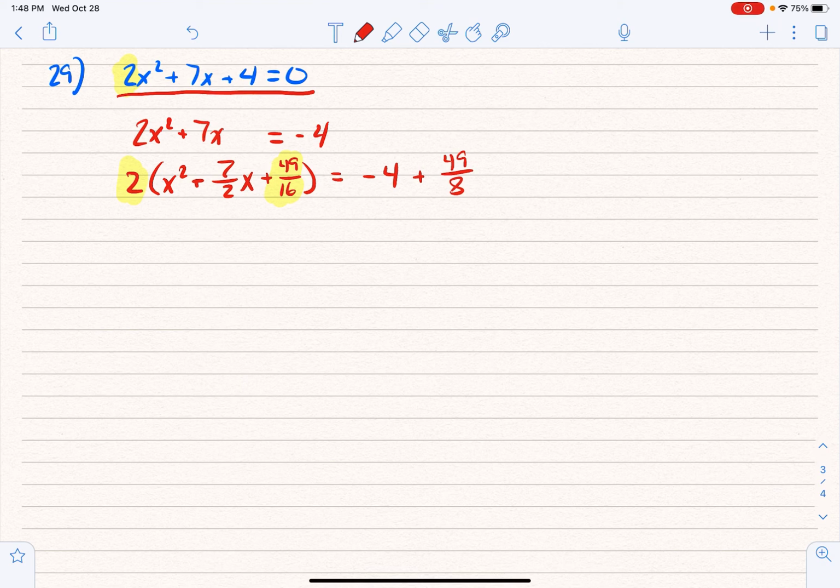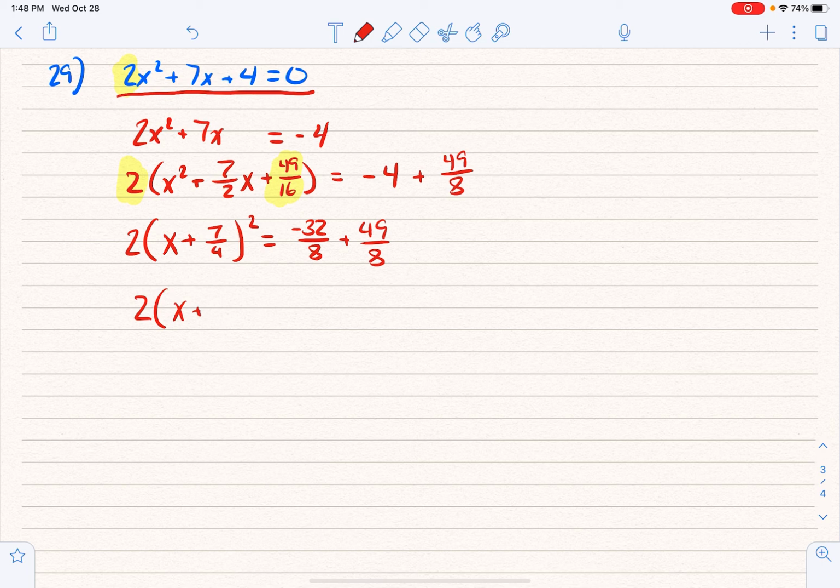All right, at this point, you say, well, 2 times (x plus, and we got to think, well, I had the 7 halves. I had to cut it in half again and get 7 fourths. So I say plus 7 fourths) squared equals, now negative 4 in terms of 8 would be what? Negative 32 eighths plus 49 eighths. So now I've got 2 times (x plus 7 fourths) squared equals 17 eighths. Divide both sides by 2, and I get (x plus 7 fourths) quantity squared equals 17 sixteenths.